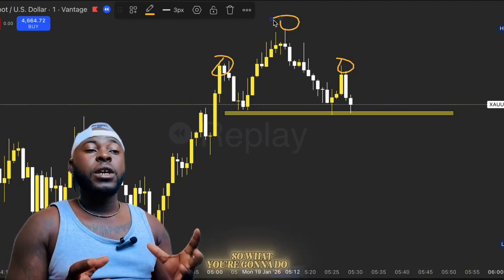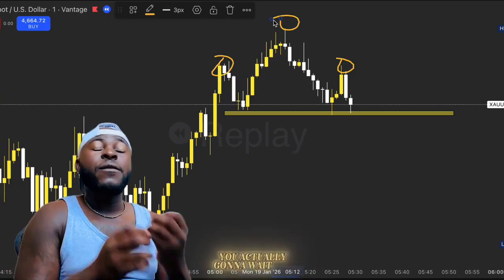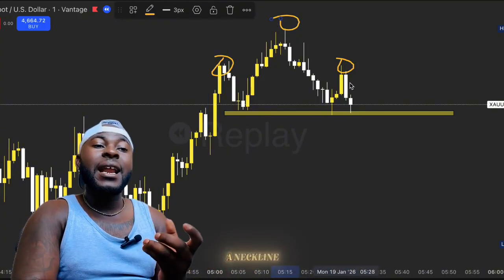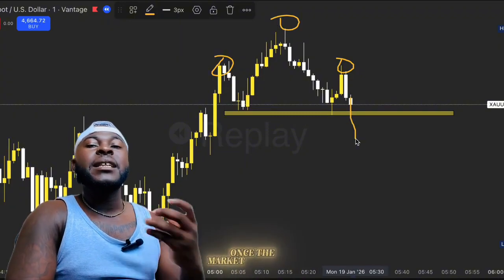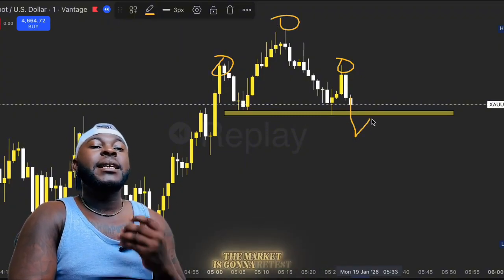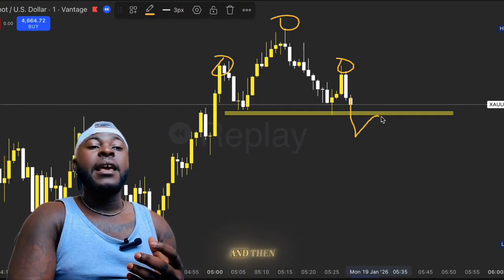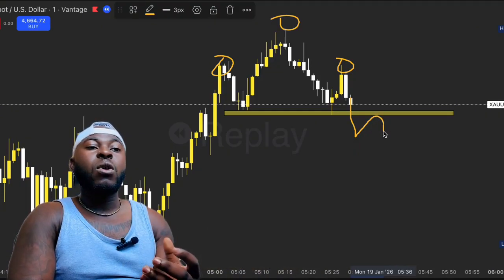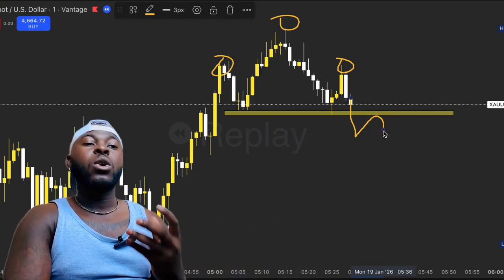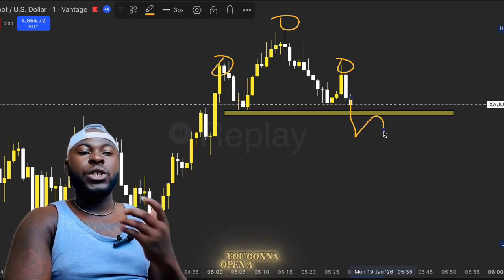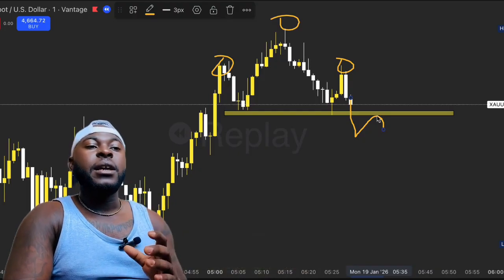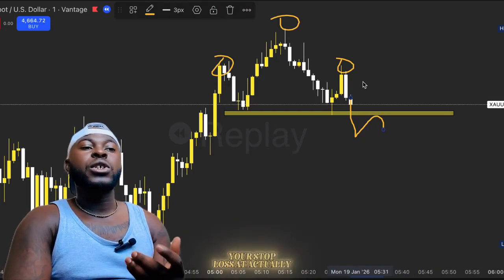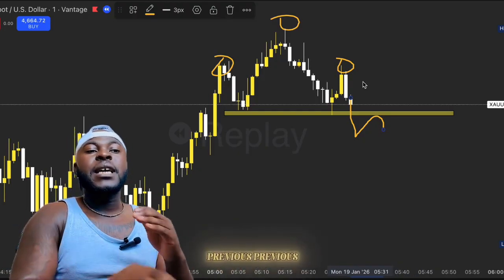So what you're gonna do is wait for the market to break the neckline here. Once the market breaks the neckline, the market is gonna retest the neckline, and then if the market starts going down, that's when you're gonna open a trade. You understand? Once the market retests that one, you can put your stop loss at the previous high.